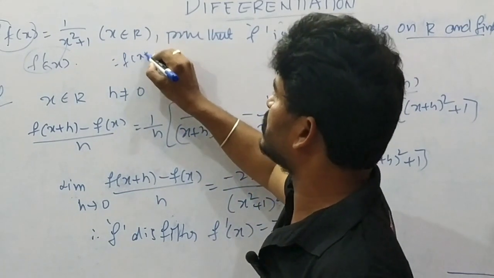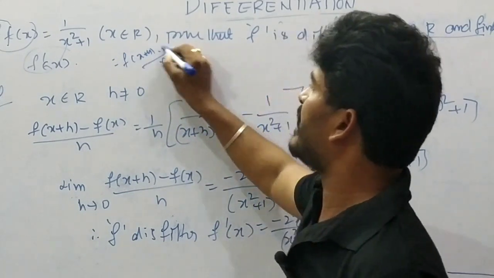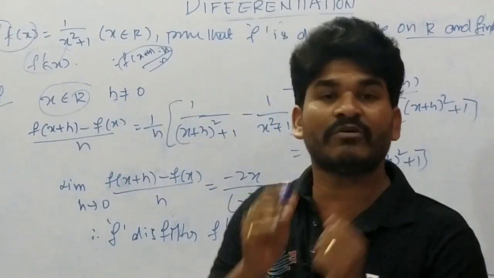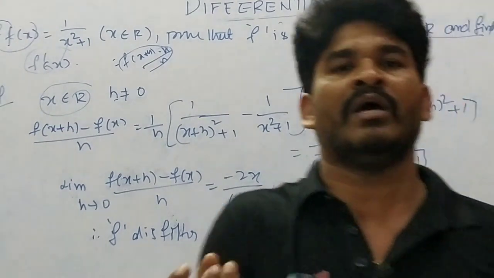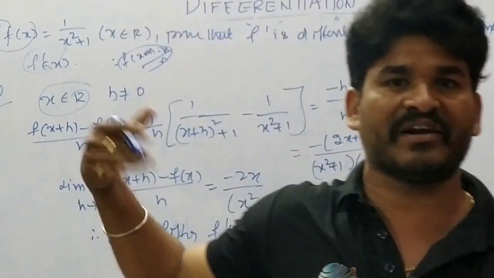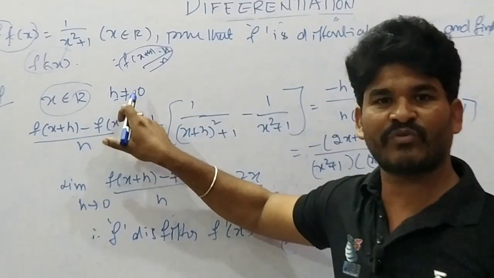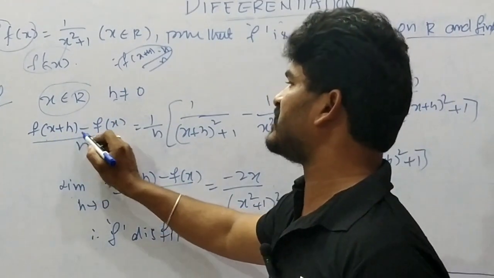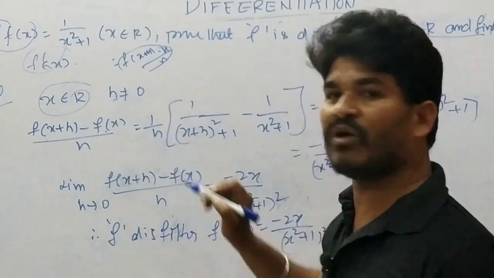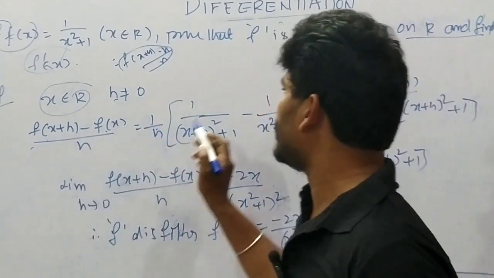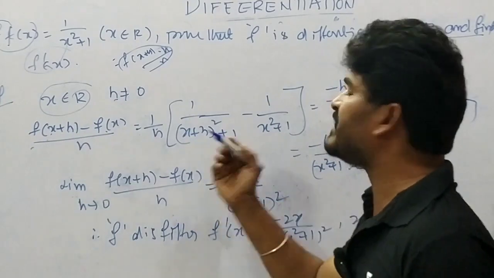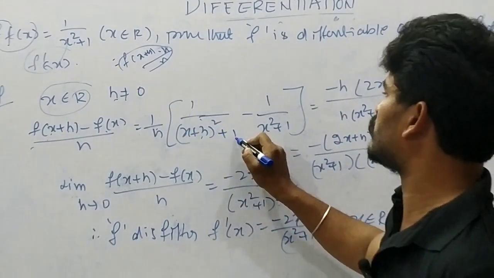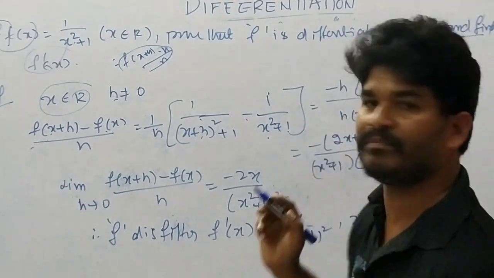We know that f of x plus h minus f of x divided by h is the basic formula, where x belongs to R and h is not equal to 0. Why h not equal to 0? In case we take h equal to 0, it is not defined. That's why we apply h not equal to 0 here. In the same way, f of x plus h minus f of x divided by h equals 1 by h times, where f of x plus h is nothing but 1 by (x plus h) whole squared plus 1, minus 1 by x squared plus 1.